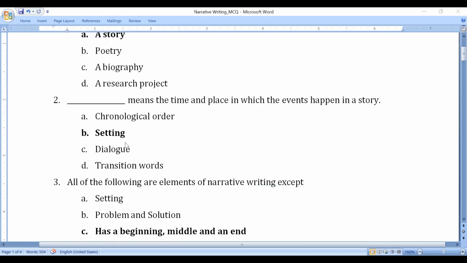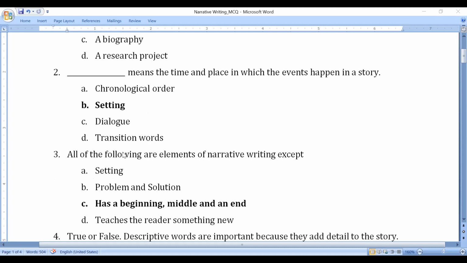That means the time and place in which events happen in the story. Okay, time and place in which events happen in the story. Is it called chronological order? Is it called setting? Is it called a dialogue or a transition words? It is called setting.